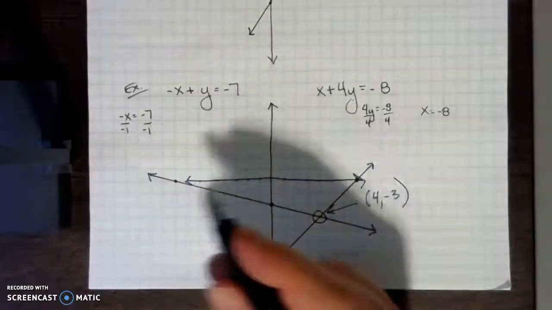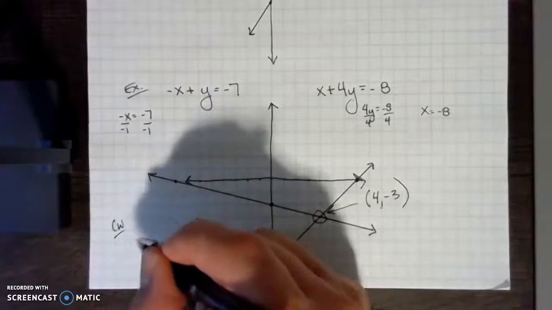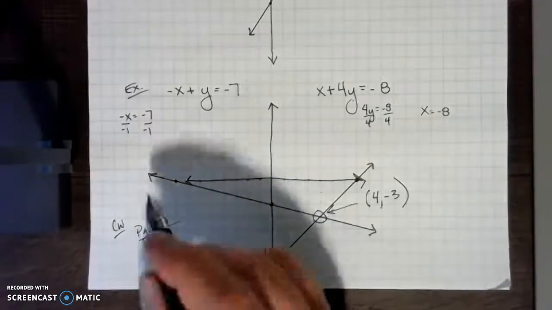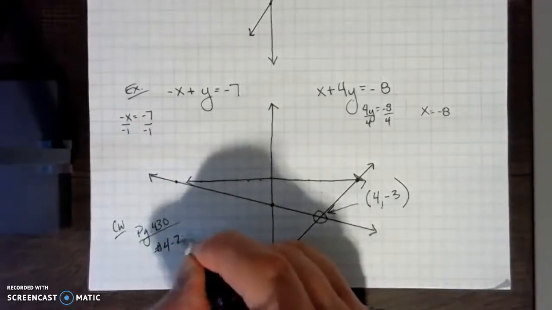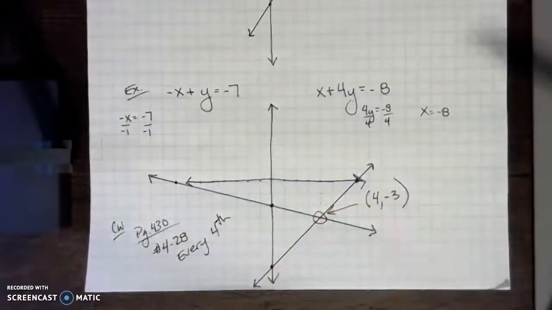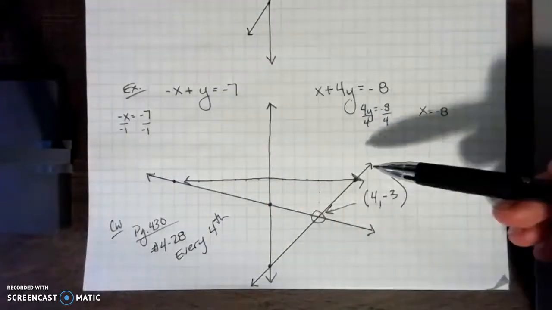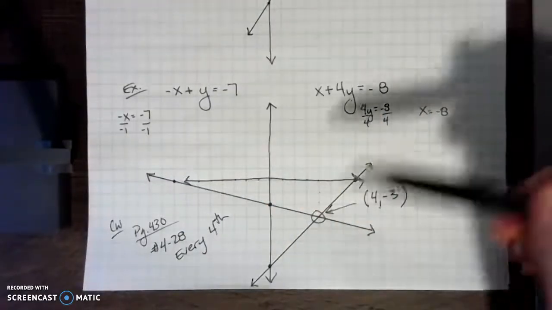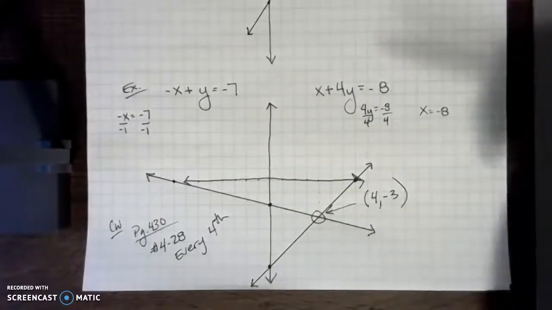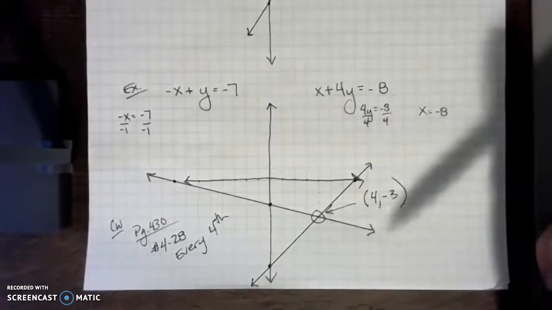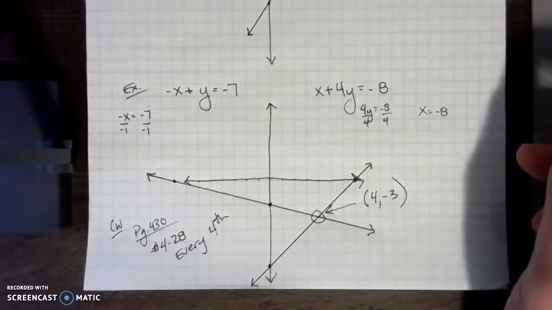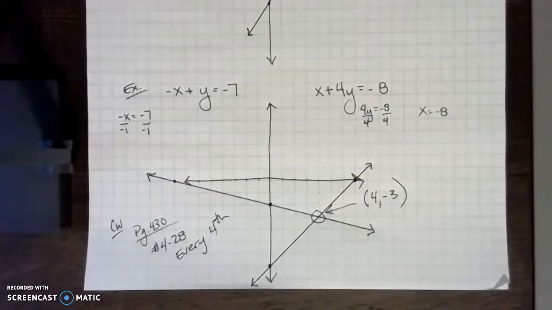It's posted on Canvas, but your classwork is on page 430 in your book. And you're doing numbers 4 through 28, every fourth. It's not a lot of problems today, but I just want you to take your time on these graphing ones because it's really important that you're accurate and precise, which is something that some of you struggle with. And we'll talk about that on Monday because some of you on the test were not very good about being precise.